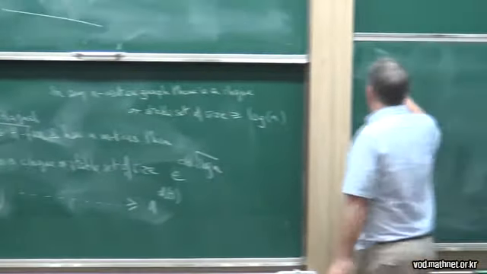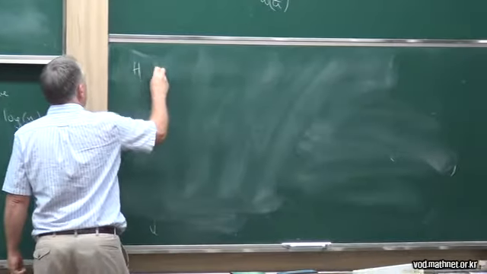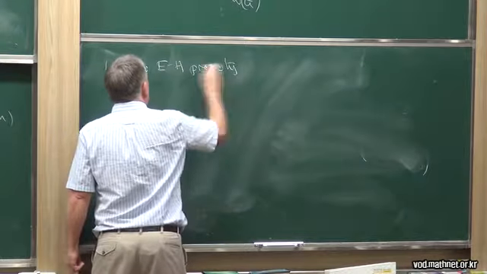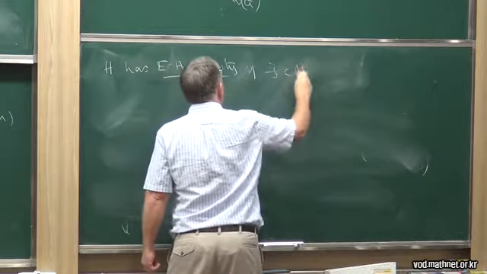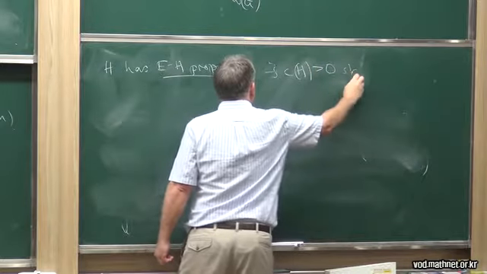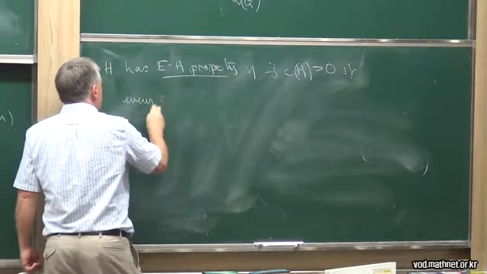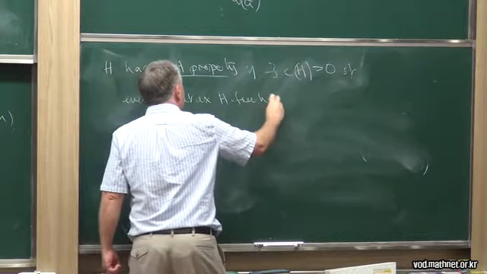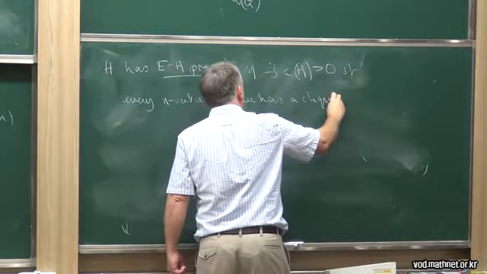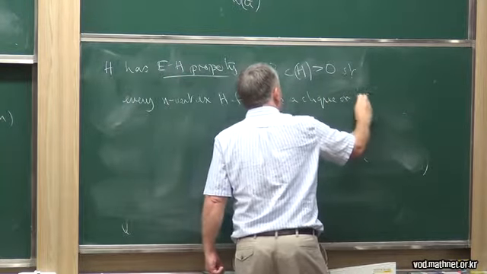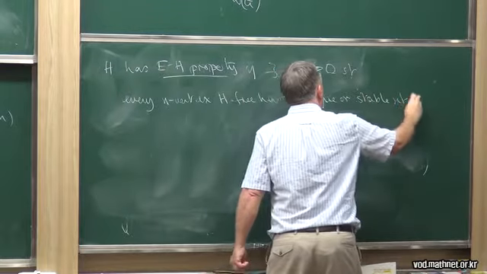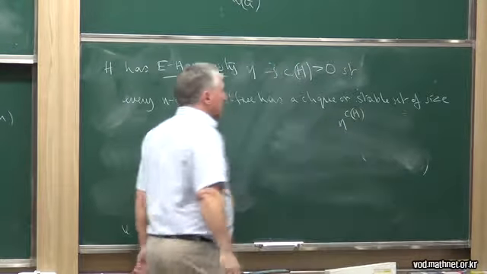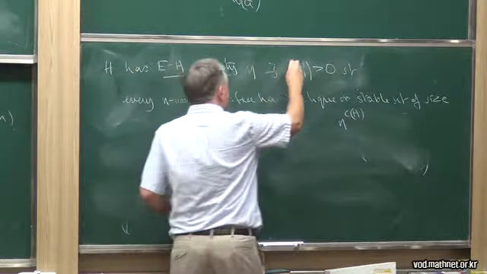So, which graphs? Let's say H has the Erdős-Hajnal property if there exists a C of H such that every n vertex H free graph has a clique or stable set of size n to the C of H. I was calling it D of H before. Should I keep on calling it D of H?